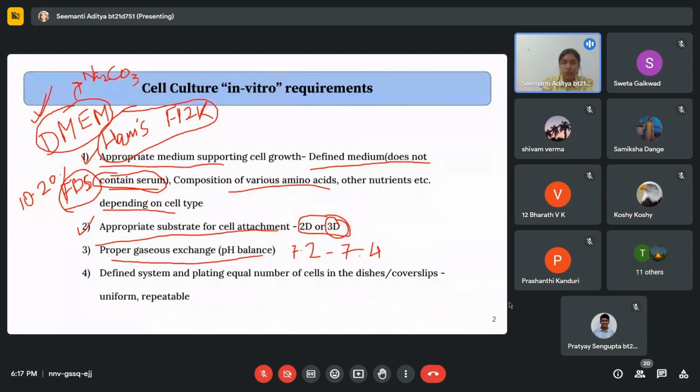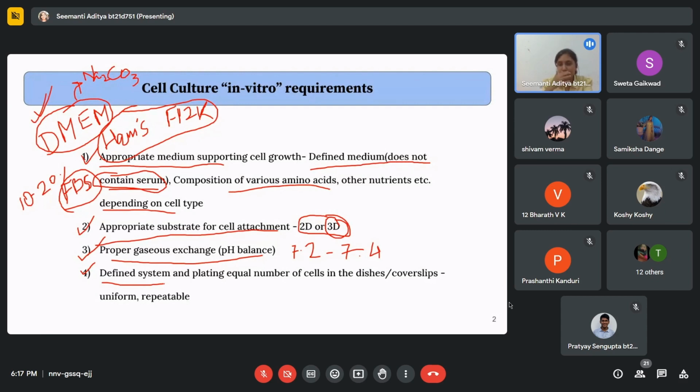So there are different compositions of media. They are available online and in the cell culture handbook. DMEM has a particular concentration, so those things you can look into. Basically, we need appropriate medium, appropriate substrate, proper gaseous exchange and pH balance, and also a defined system. Whatever you want to use, we should use it for the entire set of our project. We should not change the system frequently, because that will lead to errors in our results.